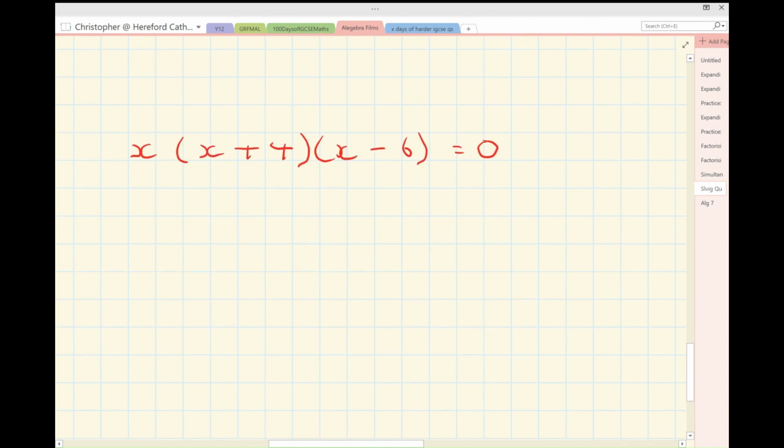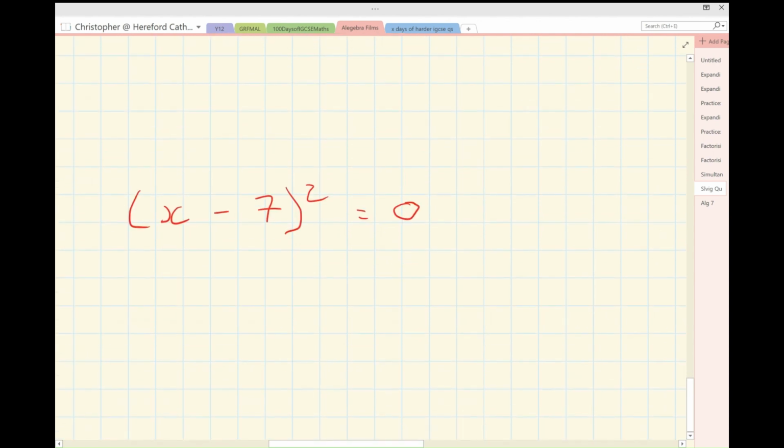Okay, a couple more examples. Now I've got three numbers multiplied together this time. Can you write down my three answers? So my three answers are x equals 0, because that makes my first number equal to 0, or x equals minus 4, because that makes my second number equal to 0, or x equals 6.